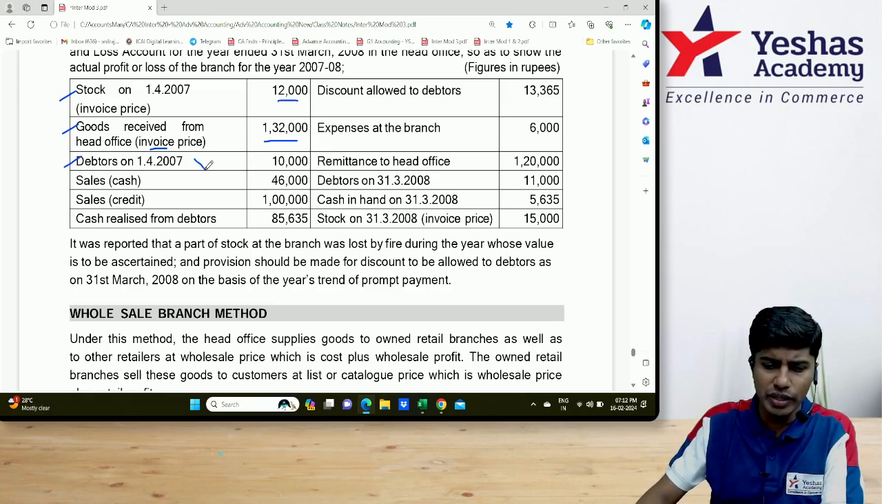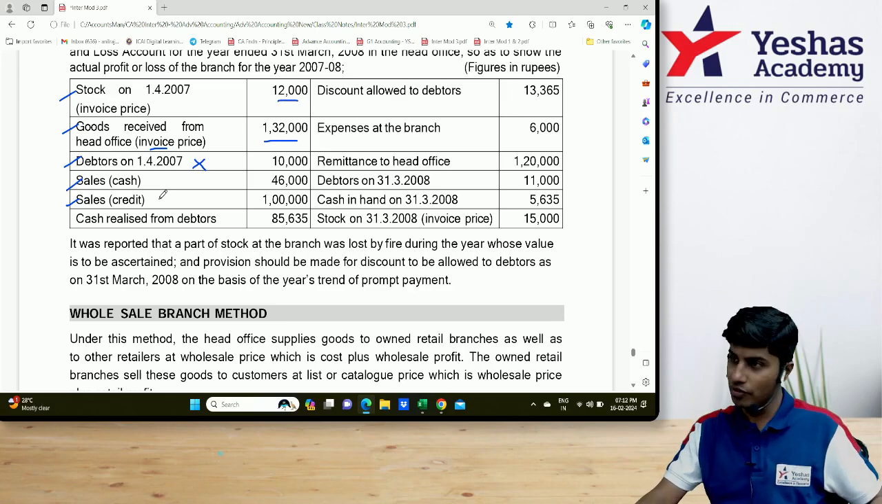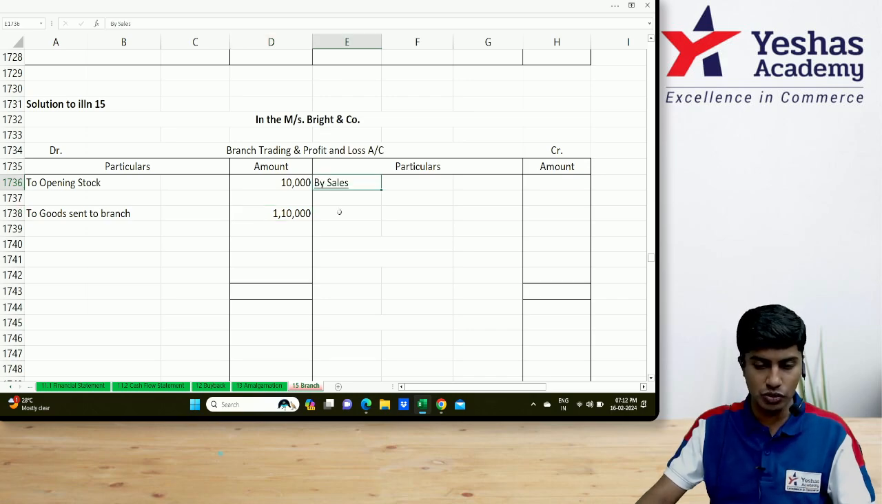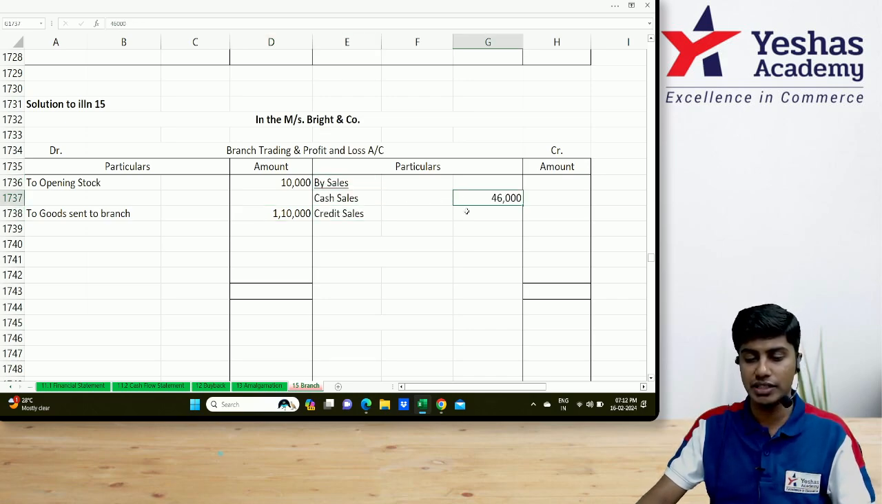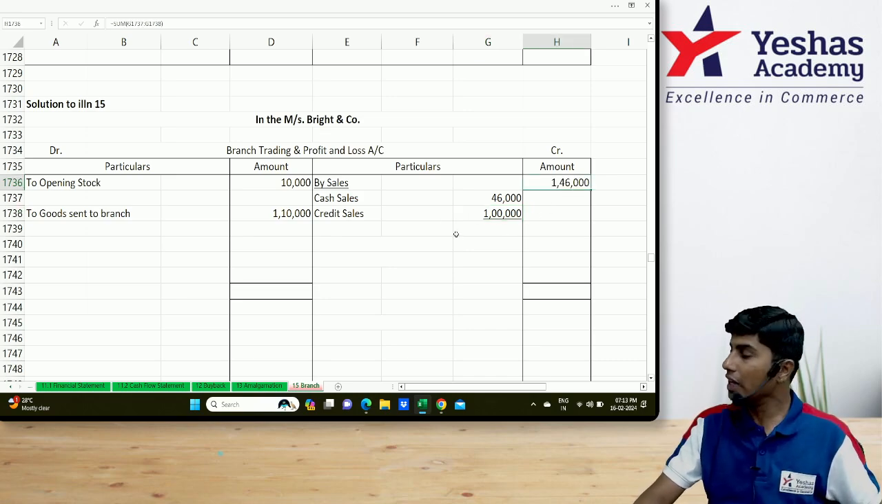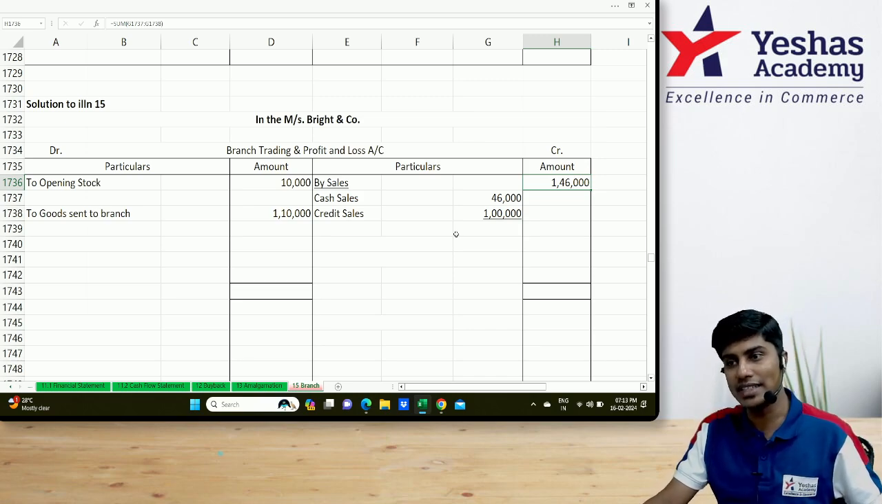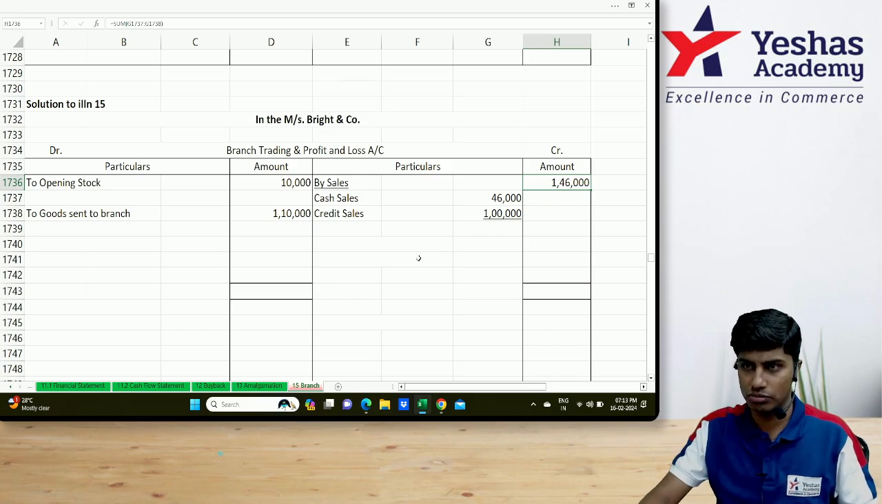Debtors 10,000. Do we care? No, we don't. Sales, cash, credit. This you don't have to bring down to cost price. We'll write it at selling price only. 46, 1 lakh. Credit side in our trading account. Cash sales, credit sales, 46 and 1 lakh. 1 lakh 46. Done. If there was sales return, I would have written this 146 in inner column, adjusted sales return, and then written in outer column. Okay.